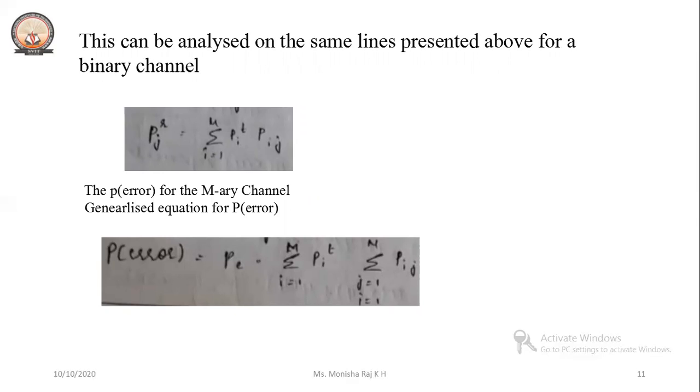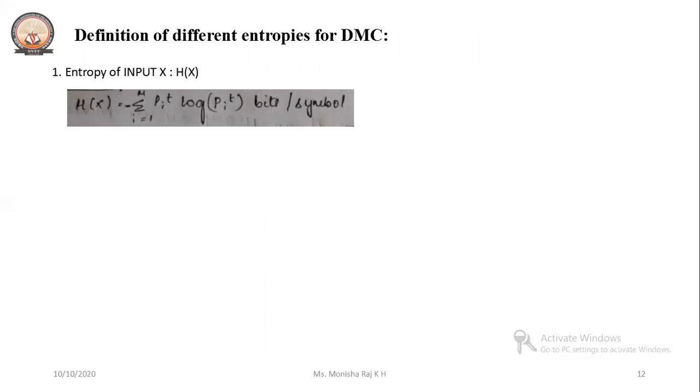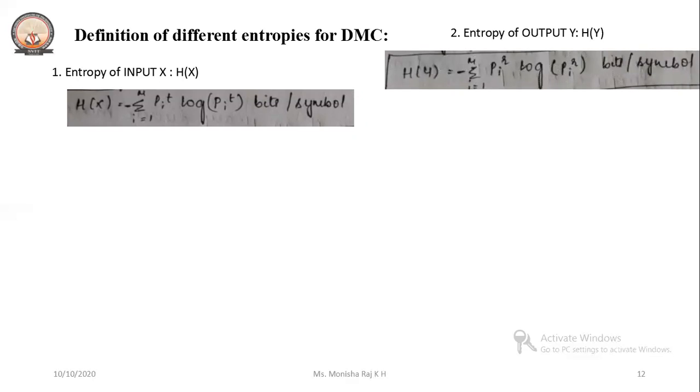Next, we'll see the definitions of different entropies for a discrete memoryless channel. The first one is entropy of input X, which is represented as H of X. H of X equal to minus summation I equal to 1 to M PIT into log of PIT bits per symbol. This is for an input value. We'll see for an output, that is entropy of output Y, represented as H of Y. H of Y equal to minus summation I equal to 1 to M PIR into log of PIR bits per symbol.